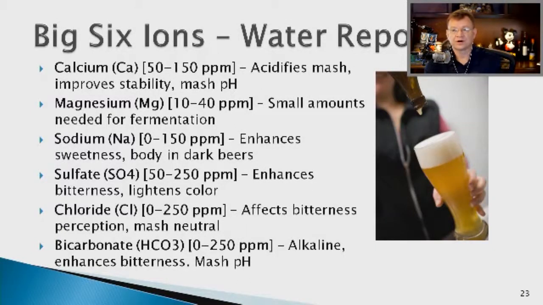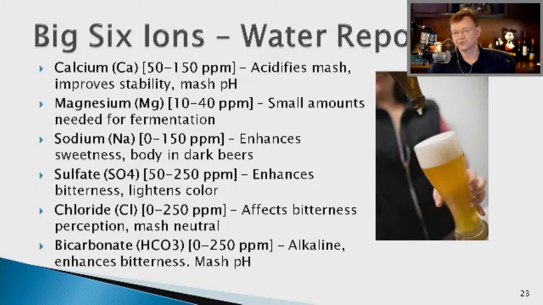These are the big 6 water ions: calcium, magnesium, sodium, sulfate, chloride, bicarbonate. I'll do them in pairs real quick. Sulfate and chloride, which we just mentioned on the last slide, affect the bitterness or malt perception of the beer. So those are 2 of the variables you can play with. I've also got the ranges listed here. The ranges are what you would consider good brewing water. So if your water is outside of these ranges, you probably need to add some water salts, or consider diluting your water with something like distilled water, so you can get it down to the good range.